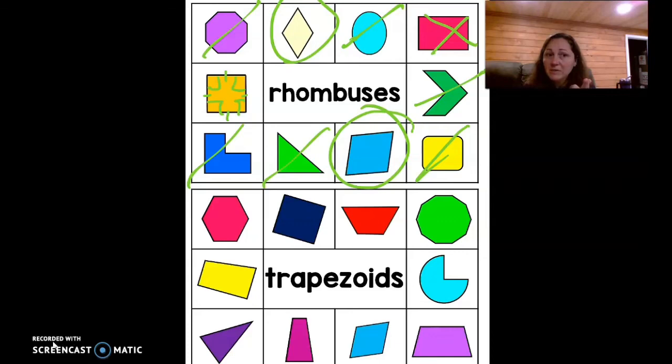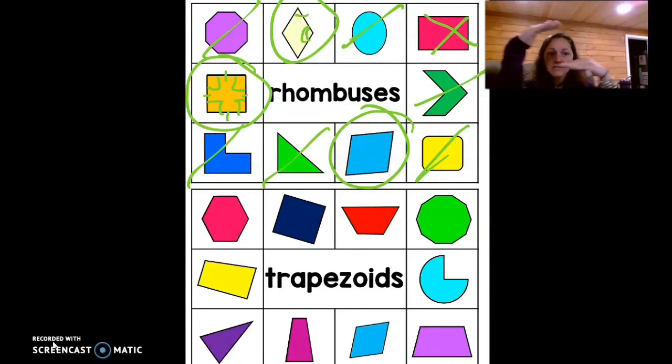Is a square a rhombus? Yes, a square can be a rhombus. But a rhombus can't always be a square because sometimes their angles are acute and sometimes they're obtuse. But a square could be a rhombus. Pretty cool, huh?